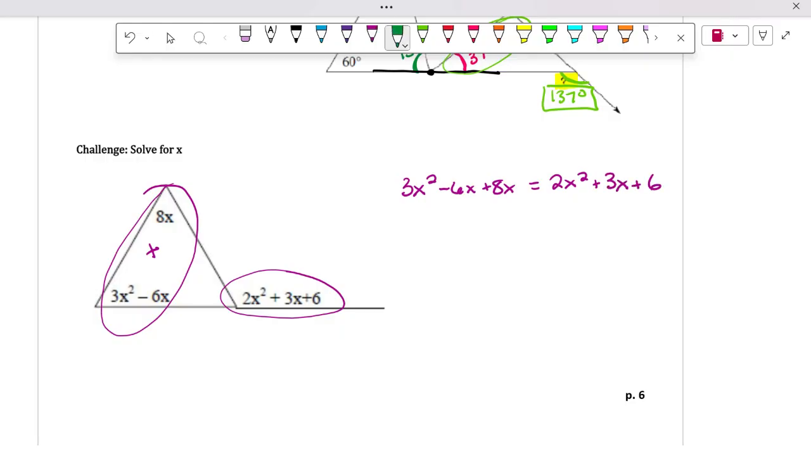Now, we got to do some cleaning up. So we got to combine like terms on both sides individually first. This will be 3x squared plus 2x.